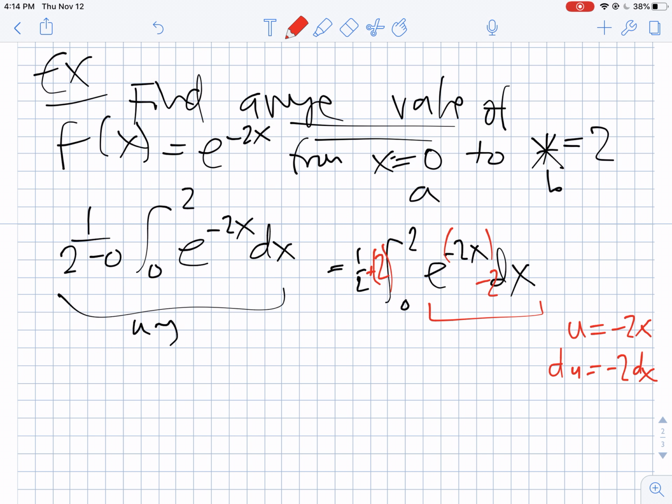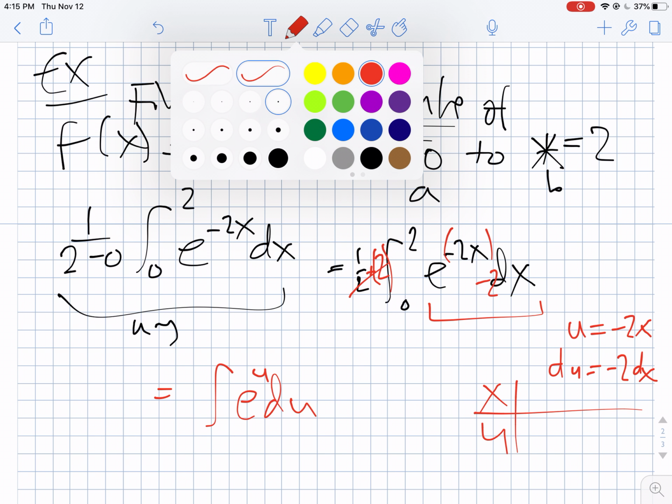Oh, that's cute. The 1/2 and the 2 are going to cancel. Nice. So this just becomes integral 0 to 2 of e to the u. Oh, I forgot to change the bounds. What a bad person I am. So I need to go ahead and change the bounds too. I like to do this right away, honestly, before I even start rewriting anything.